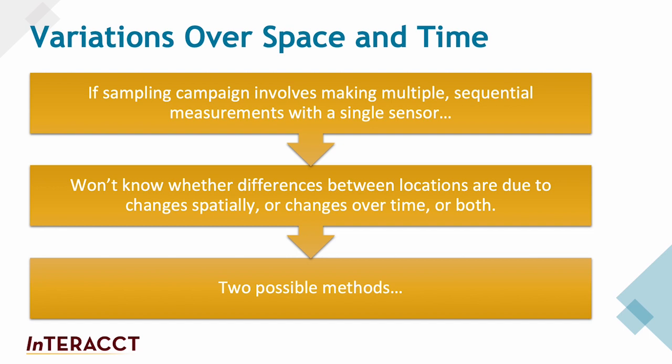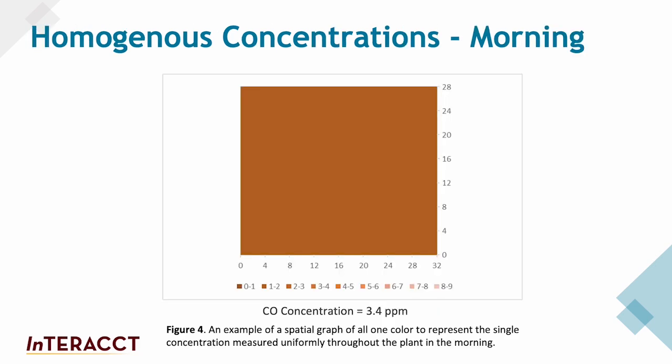So there are two possible solutions to this problem, but first, a bit more explanation on this effect is necessary. To explain in an extreme example, suppose there is a perfectly homogeneous environment over a plant floor space in which the carbon monoxide concentration is exactly the same over the entire space. If you do a sampling campaign in such an environment, then the resulting spatial graph should be all one color to represent the single concentration measured uniformly throughout the plant, as shown here.